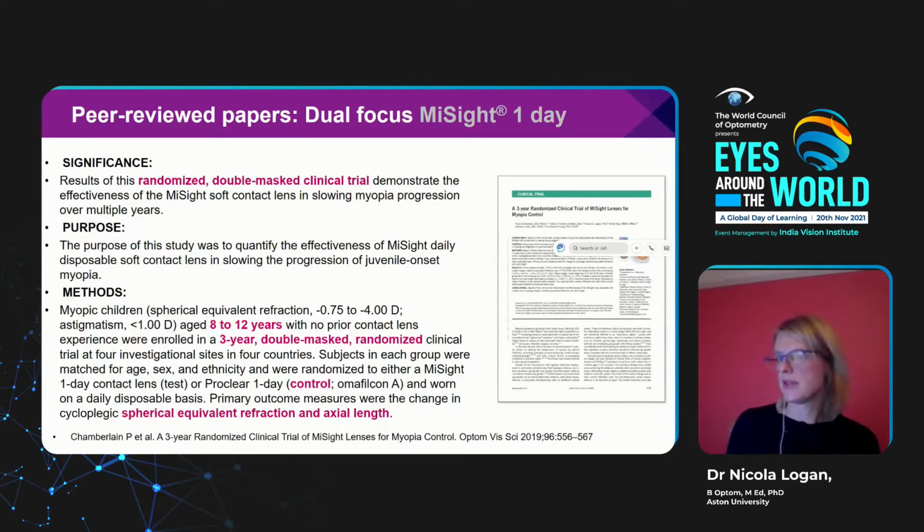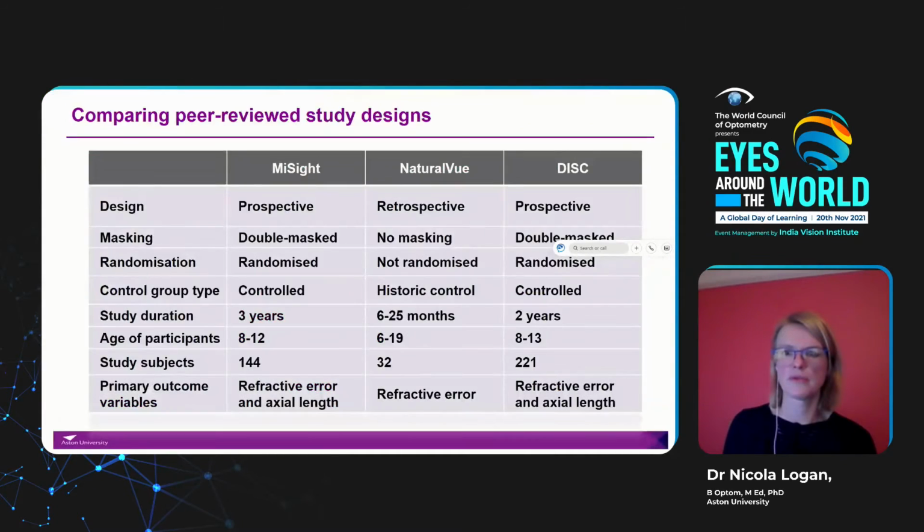You can also see that the report control group was used within it and detail what was used for the control arm. And it had the 2 primary outcome measures, the spherical equivalent refraction data measured under cycloplegia and axial length. So let's have a little look at those 3 interventions here and some of those differences.